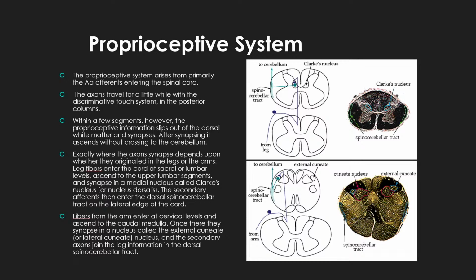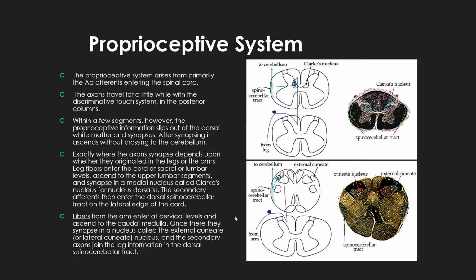Exactly where they synapse depends upon the segment, either legs or arms being innervated. Leg fibers enter the cord at sacral or lumbar levels, ascend to the upper lumbar segments, and synapse in the medial nucleus called Clarke's nucleus. And its secondary afferents then enter the dorsal spinocerebellar tract on the lateral edge of the cord.